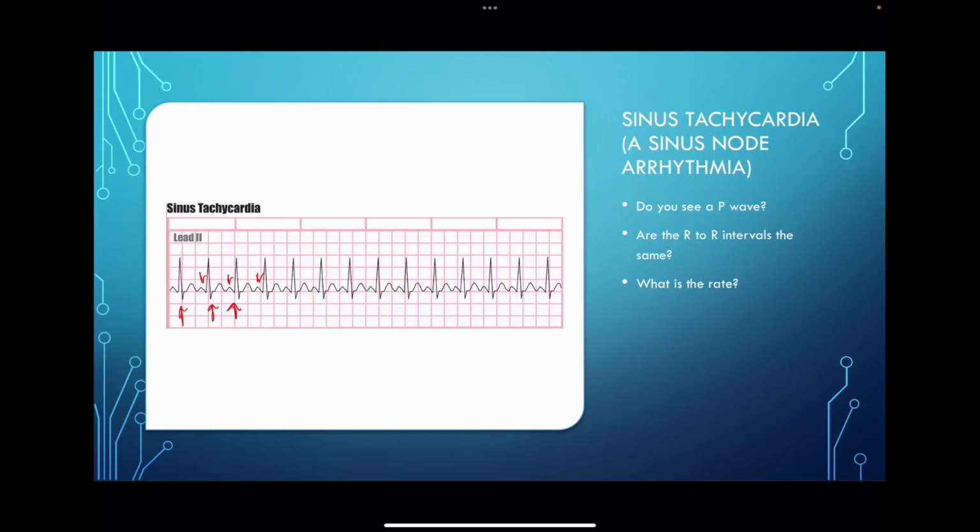The difference between sinus Brady, normal sinus, and sinus tach is just rate. Sinus Brady is anything lower than 60. Anything lower is Brady. 60 to 100 is normal, and anything higher is tachycardia. Okay? And that's how you tell the difference between sinus brady, normal sinus, and sinus tach.